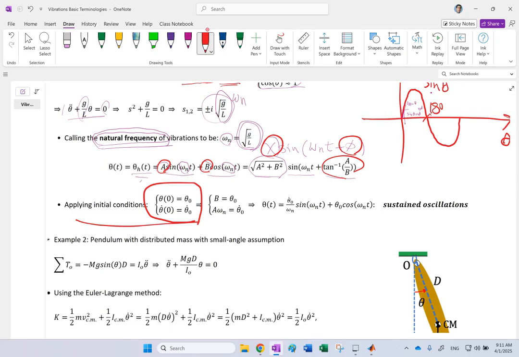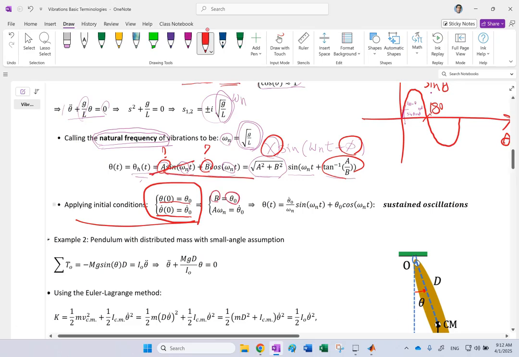So now that I have 2 unknowns to find, these 2 unknowns come from the 2 initial conditions. I can give my system an initial angle, and I can give it an initial angular velocity or initial kick, or I can give both of them. So what are a and b in terms of these? Well, all I need is to plug 0 in this solution. The sine will go to 0, cosine will be 1, so you only get b. B is going to be theta naught.